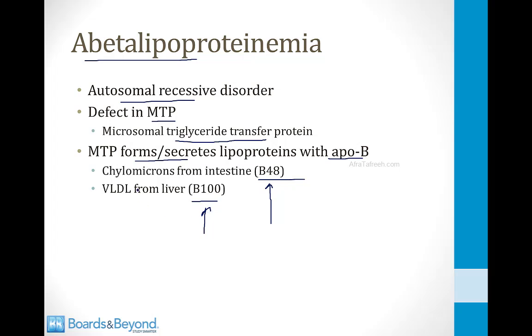So for example, when chylomicrons cannot be secreted from the intestine due to lack of B48, lipids will accumulate in the intestines and lipid-soluble vitamins cannot be absorbed, and that's a cardinal feature of this disorder. In addition, when VLDL cannot be secreted from the liver due to lack of B100, there will be very low levels of VLDL, IDL, and LDL seen in the plasma.